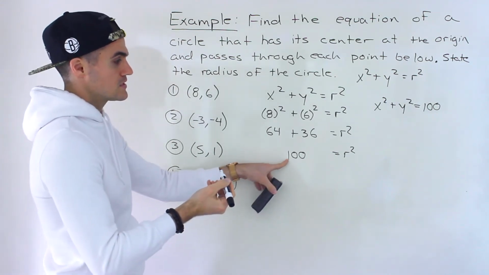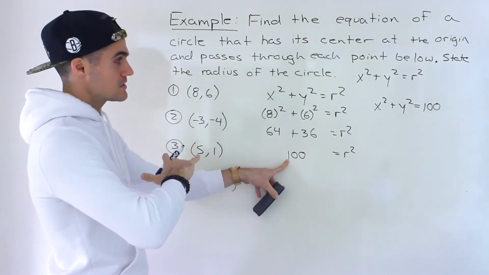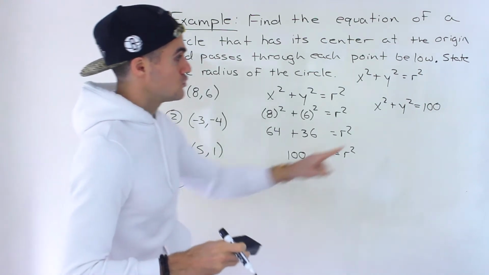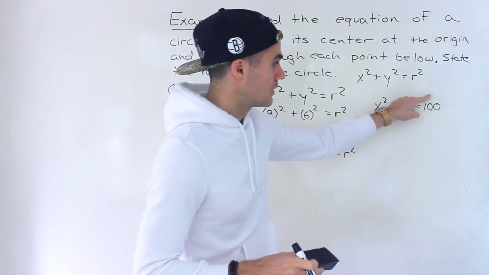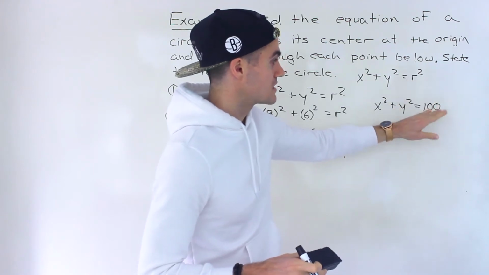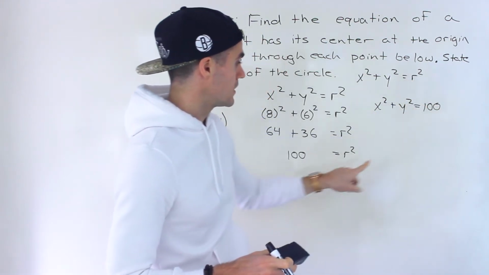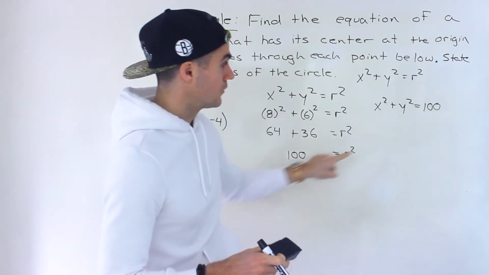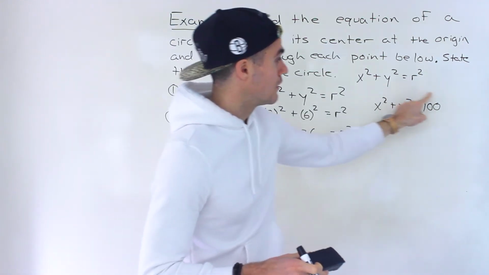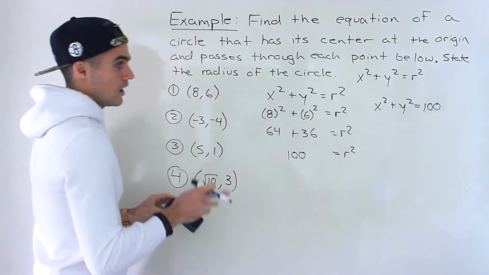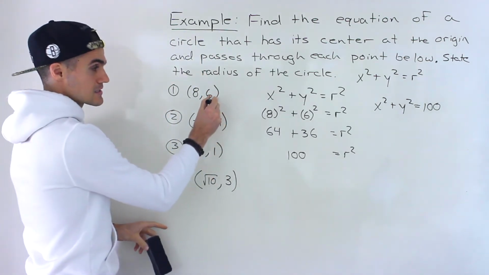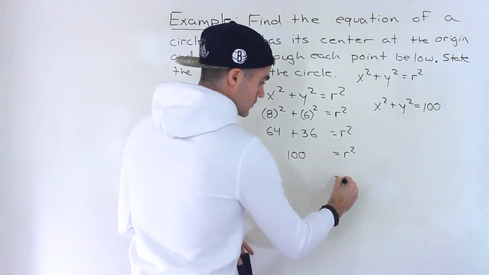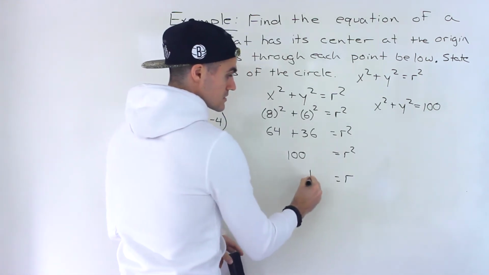You don't square root this yet. That's when you're getting the radius, which we will get in a sec as well. But usually this value over here, it's just a number. It's not something squared, right? So the r squared, which is the right side, in this case is just equal to 100. So we plug in the 100 there. That's the equation of a circle that contains this point on it.